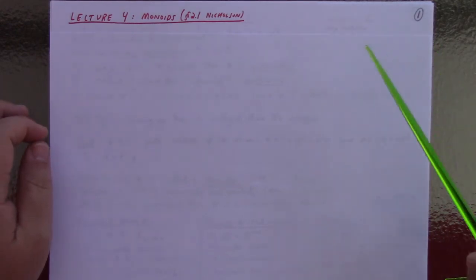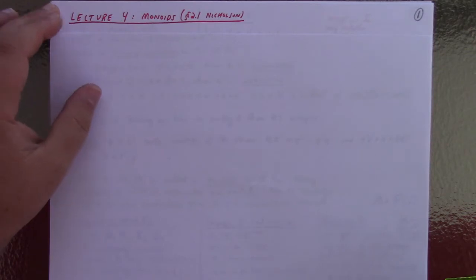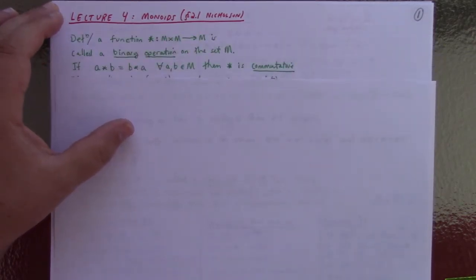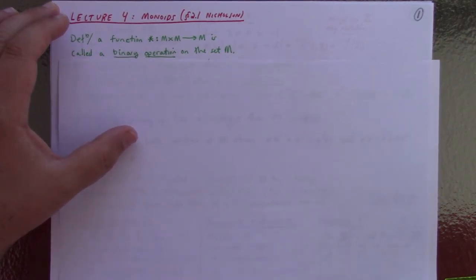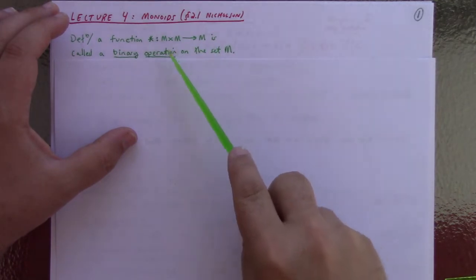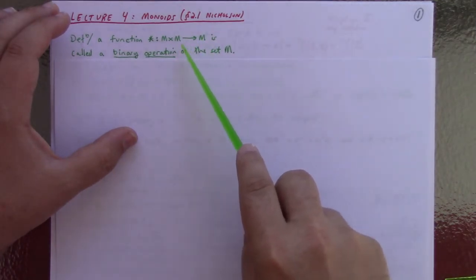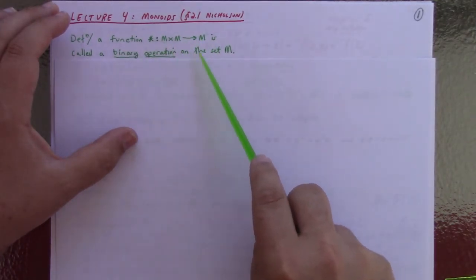Anyway, so this is lecture 4, if you're counting, which is on monoids. Now section 2.1 in Nicholson is actually labeled binary operations, which is the first thing I'll define. So a function from the Cartesian product of M with itself to M is called a binary operation on the set M.